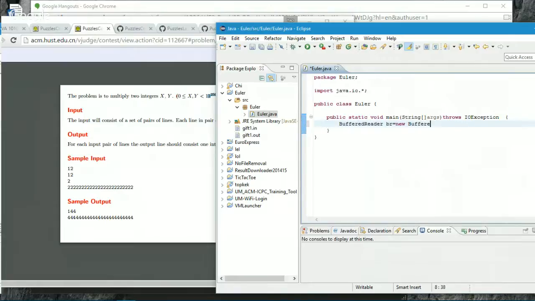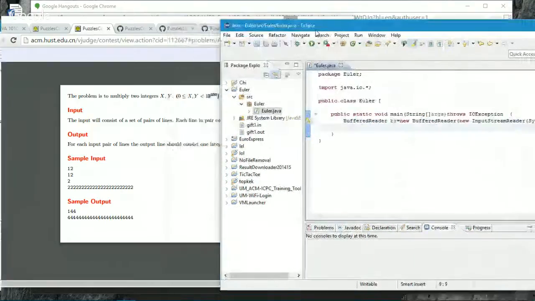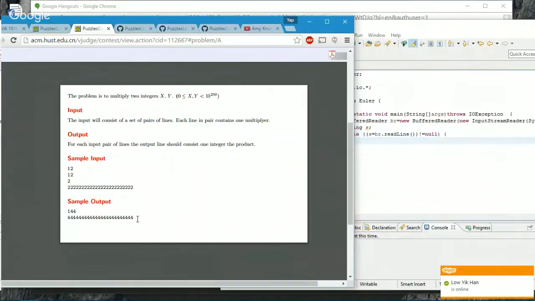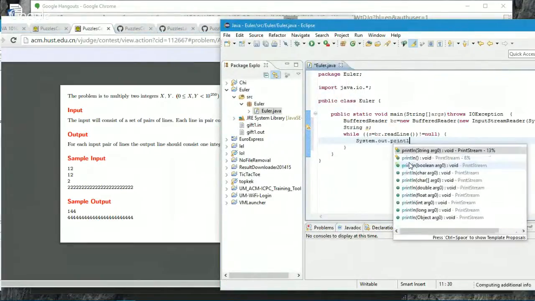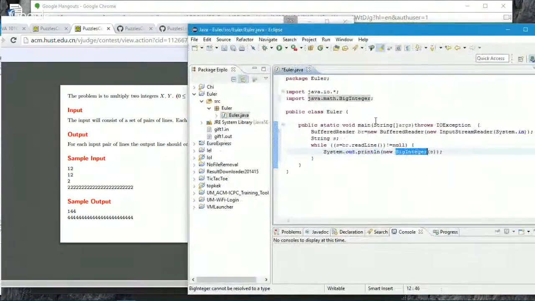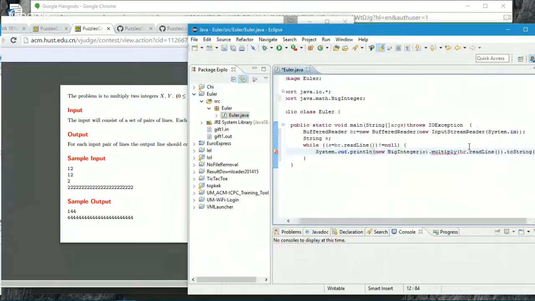So first we create a buffered reader. We read from console input because this is the input format required. Next, while the string is not equal to null, because the question didn't say how many lines, it will terminate when there are no more lines. So what we need to do now is create a BigInteger, but we need to import it since it's a library, then call multiply. Then we read the next line into the string.